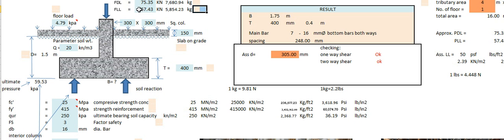Live load is load that can change over time, such as when people are walking around in a building. It is anything in a building that is not fixed to the structure. In this example we have a live load of 57.43 kN, with kilogram conversion for visualization.